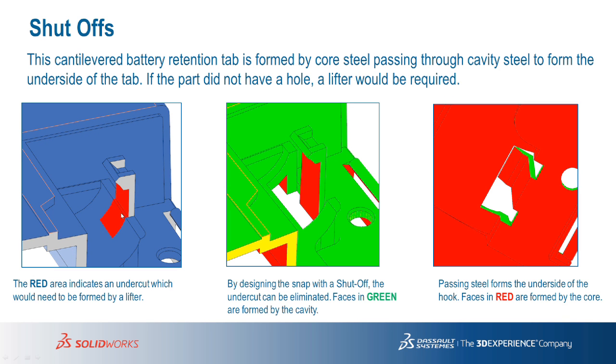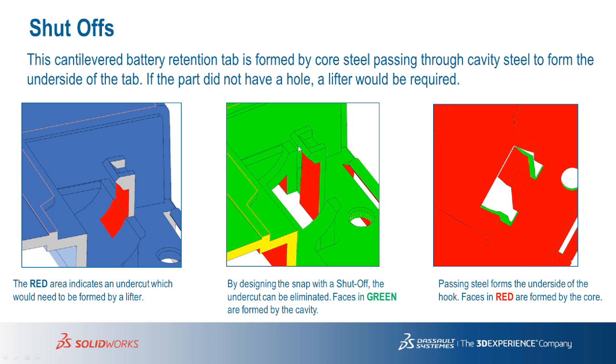So here you can see, for those of you maybe not so familiar with the shutoff, if I had designed this tab like this, the red section is undercut and would have needed a lifter or a slide or some other translating portion of the tool to allow for proper ejection. Here I have the underside of the hook formed by the core and the top side being formed by the cavity.